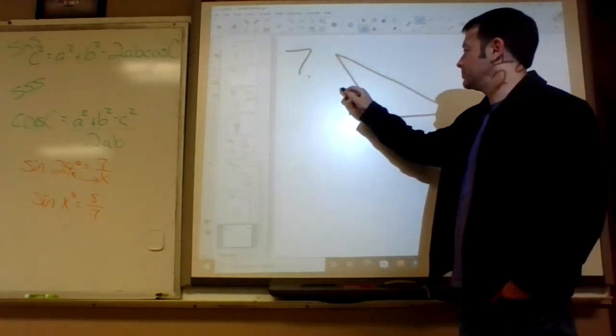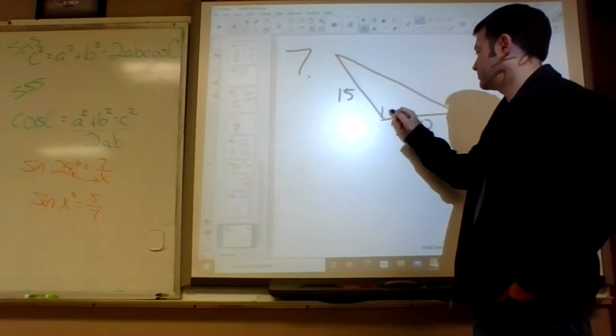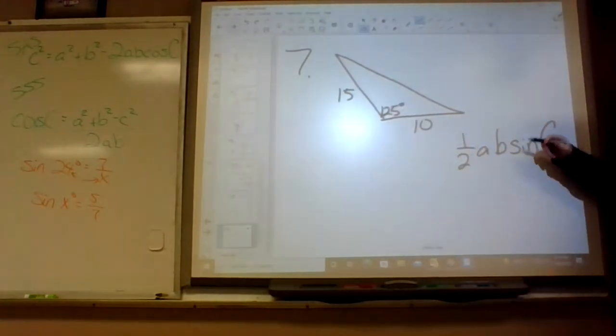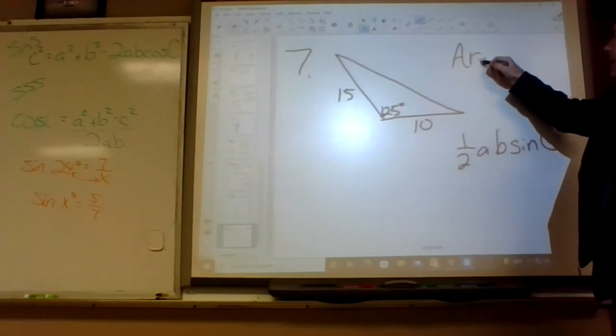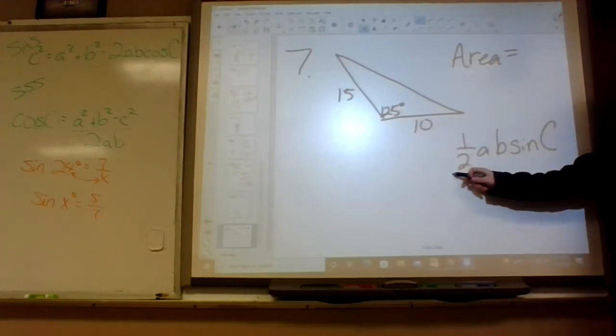Let's do 15, 10, what's that look like? 125. This time it's area, not a side, not an angle. Area. And you do need to have this memorized.